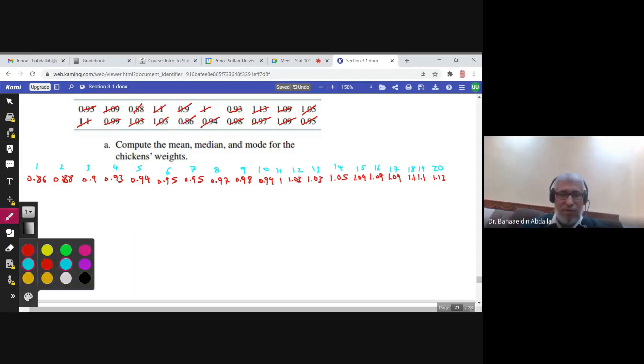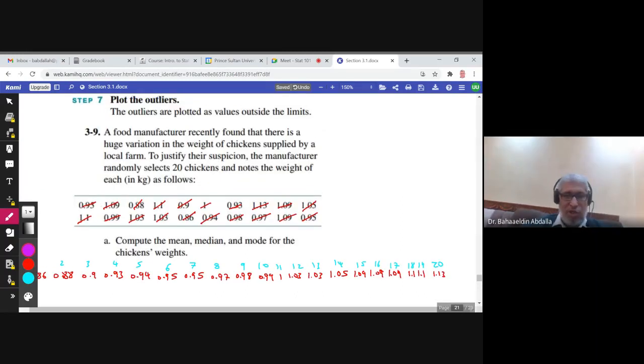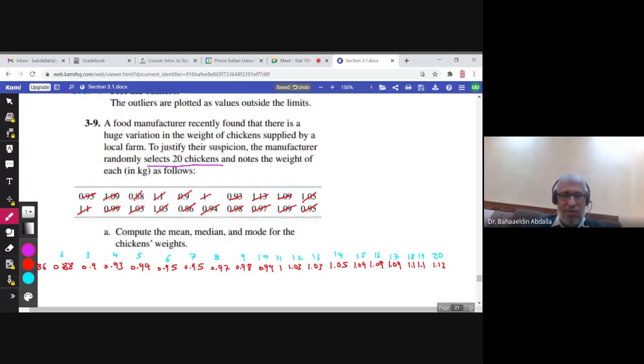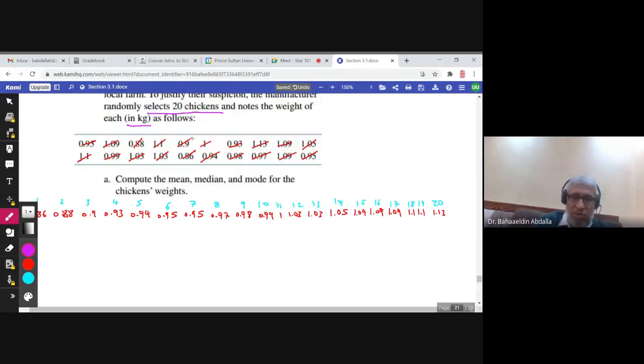Now compute the mean. Well, to compute the mean, I have to read the question. Is it a population mean or a sample mean? To justify their suspicion, the manufacturer randomly selects 20 chickens. So this is a sample of 20 chickens, and these are the weights in kilogram. The manufacturer found there is a huge variation in the weight of chickens, so he was suspicious whether there is a huge variation in the weight or not.